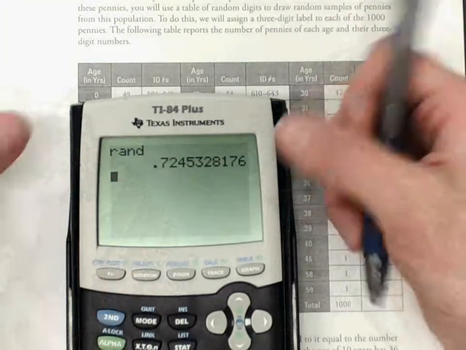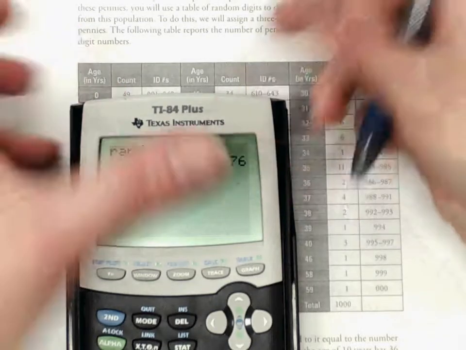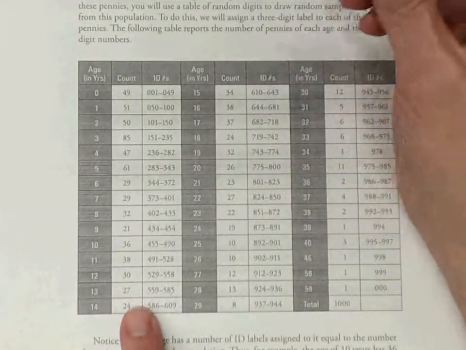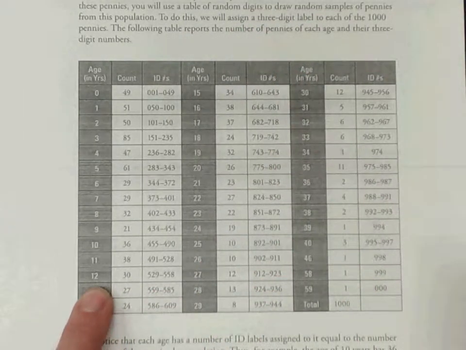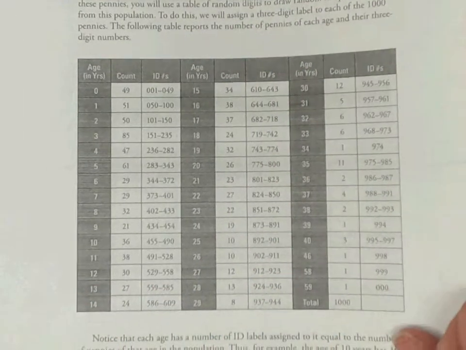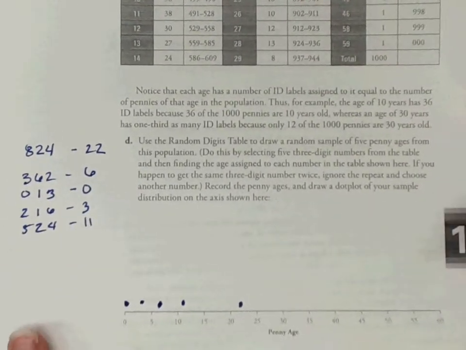Then I would do it again, looking at the next group of 3 digits, so 532. I would then look to see where 532 is. Oh, it's right down here, so it is a 12-year-old penny. I already did that, and this is my group of 5 pennies.